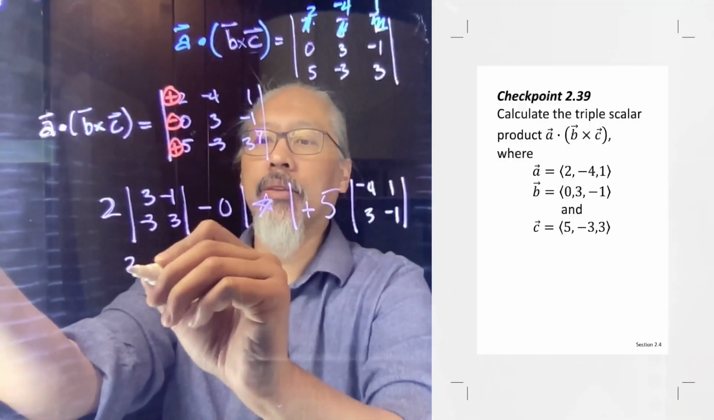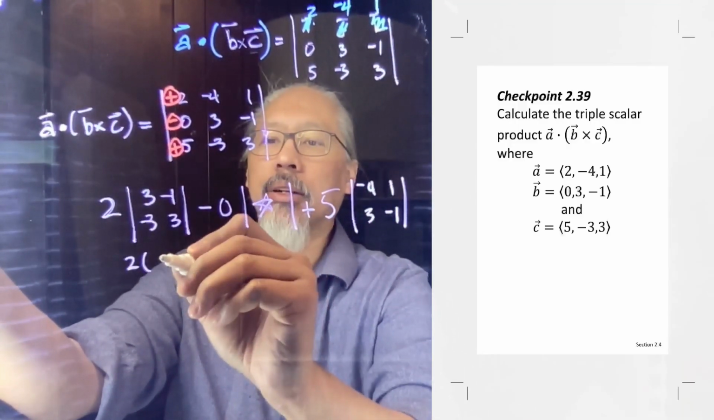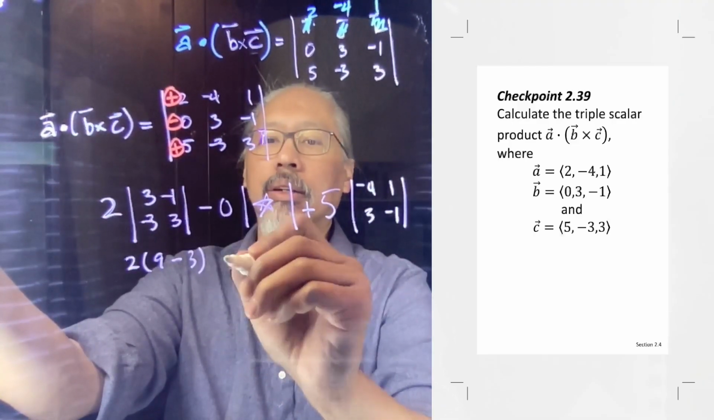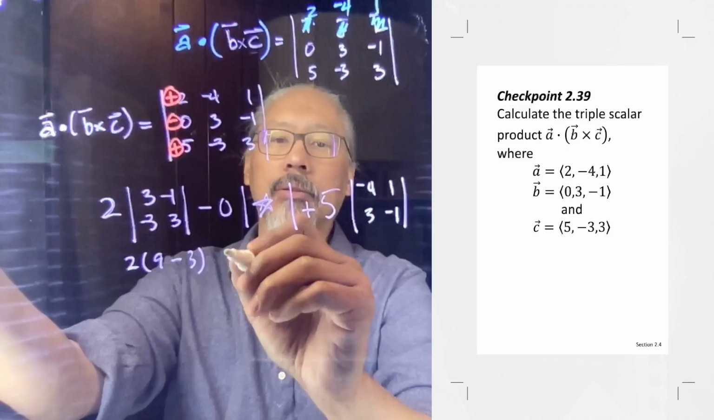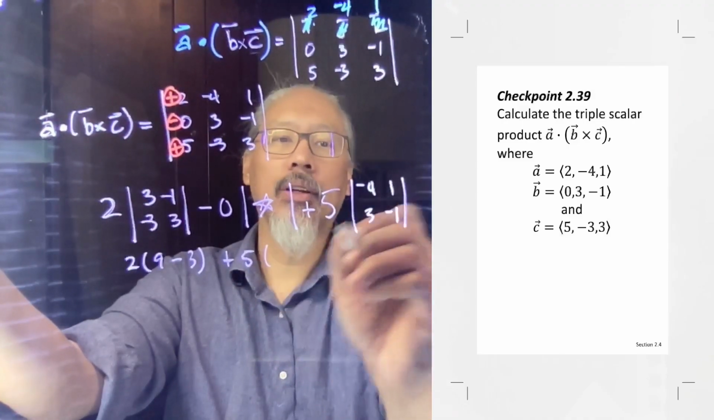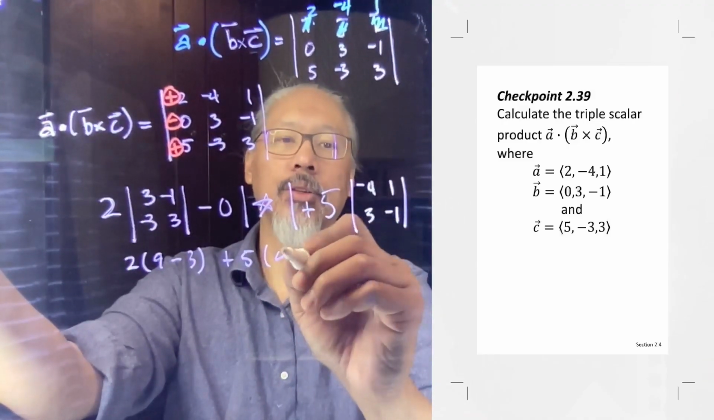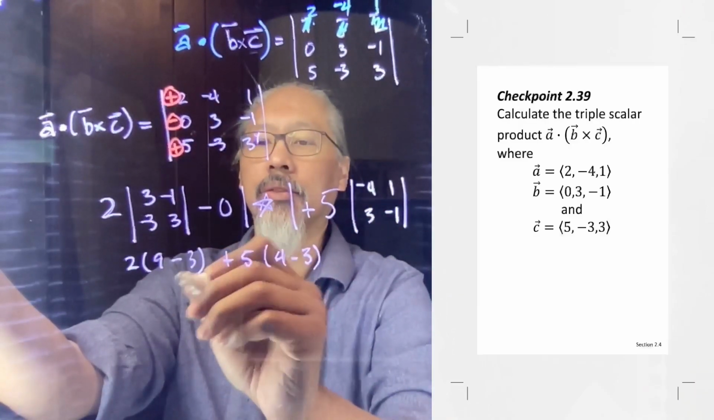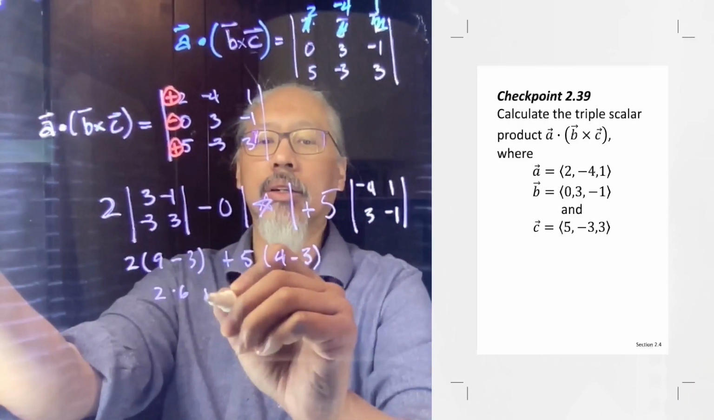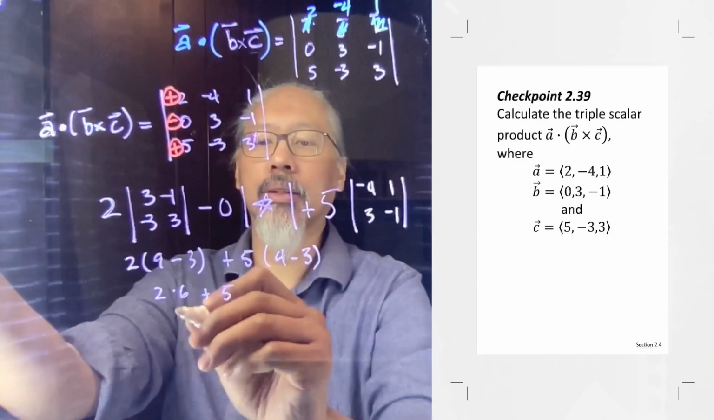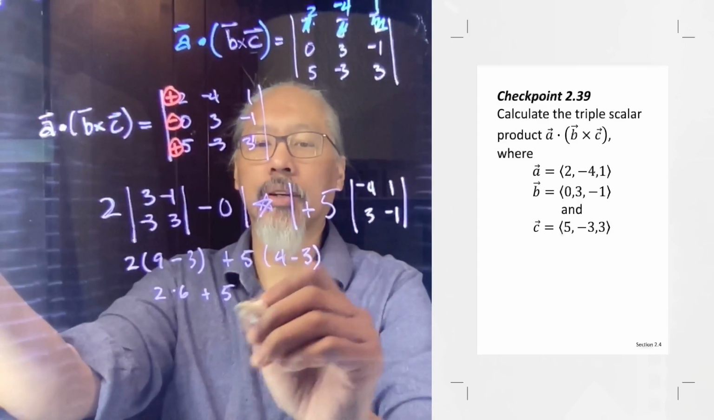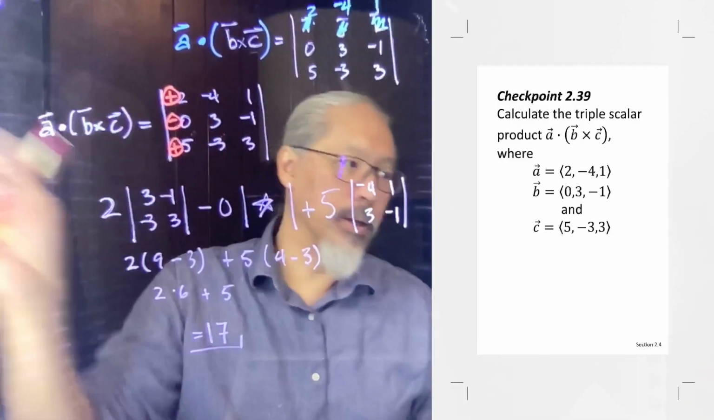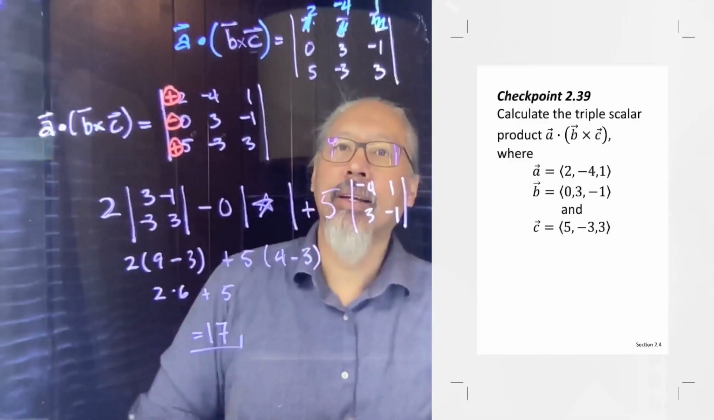All right, so we have 2, and then this is going to be 9 minus 3, which is 6, then 0, and then 5. We have a 4 minus 3, which gives us 1. We have 2 times 6 plus 5 times 1. 12 plus 5 is 17. Okay. All right. I hope that helps.